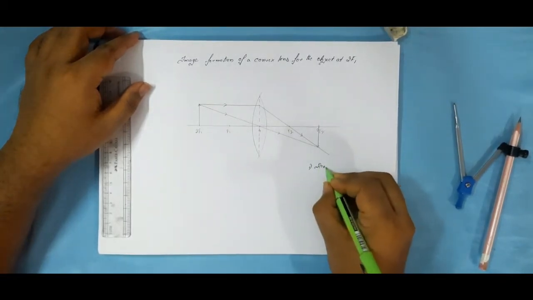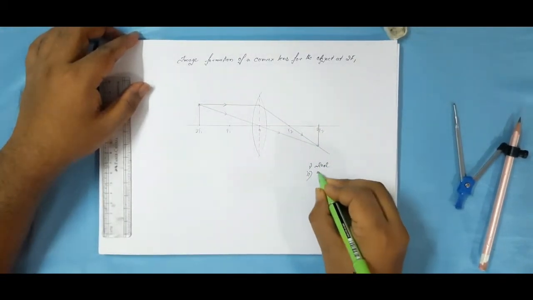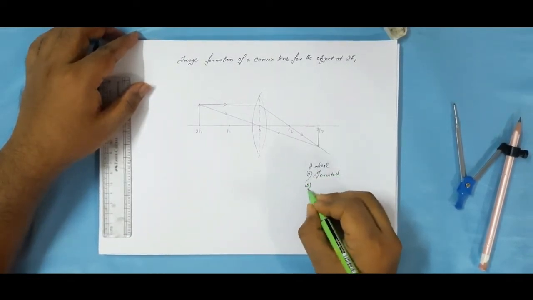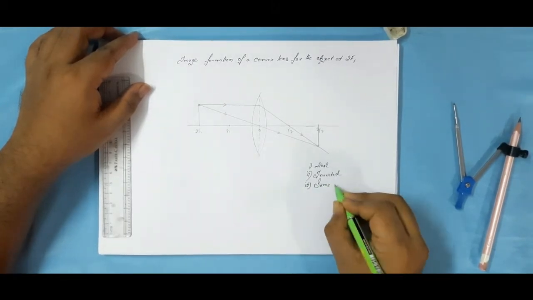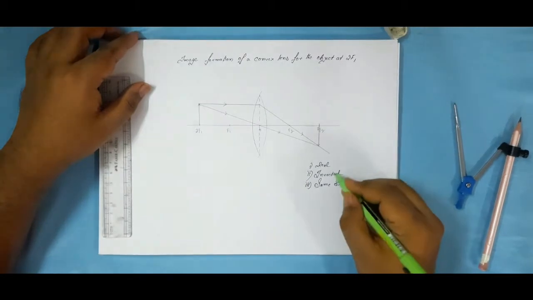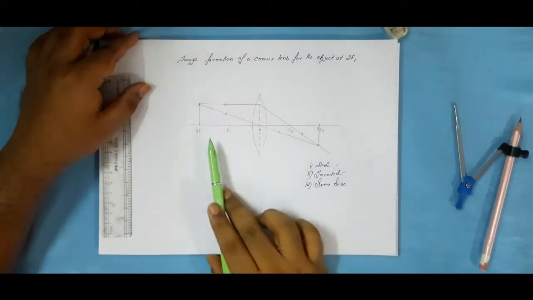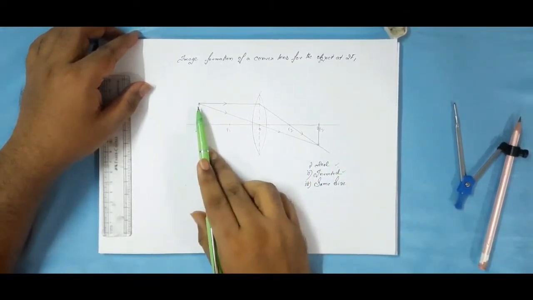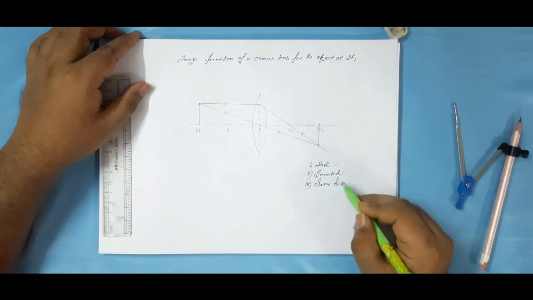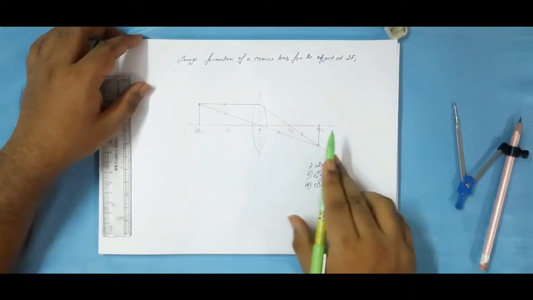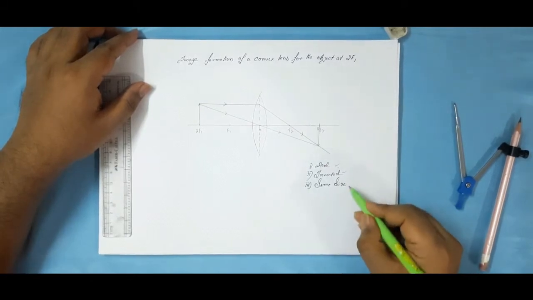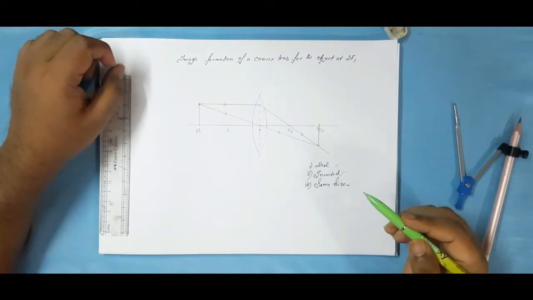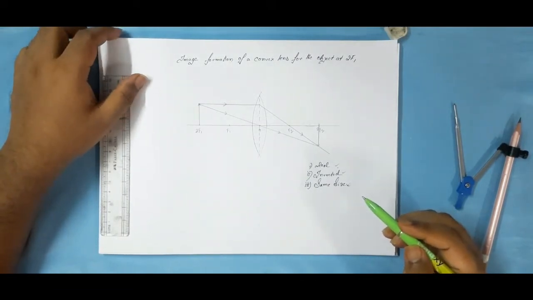Therefore, characteristics number 1, real, number 2, inverted, and number 3, it is same size. So these are the 3 characteristics. Again, since the object and the image are on the opposite sides, therefore they are real. The arrowhead of the object is upright and the arrowhead of the image is inverted, therefore it is inverted image. And the size of the object and the size of the image are equal, therefore they are of the same size. So these are the 3 characteristics of image formed by a convex lens for the object at 2f1.